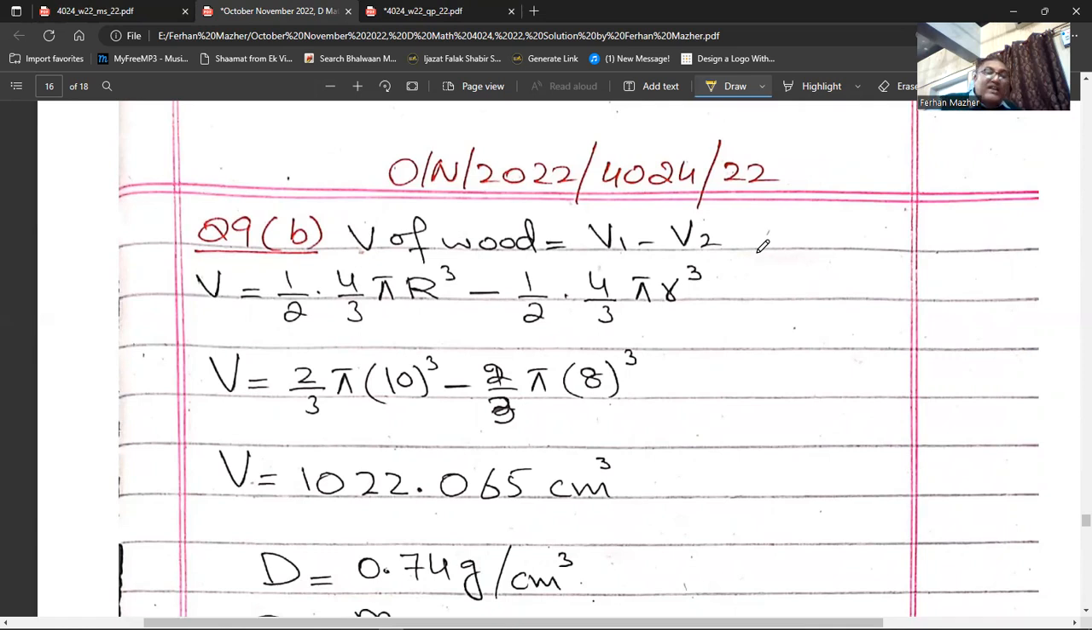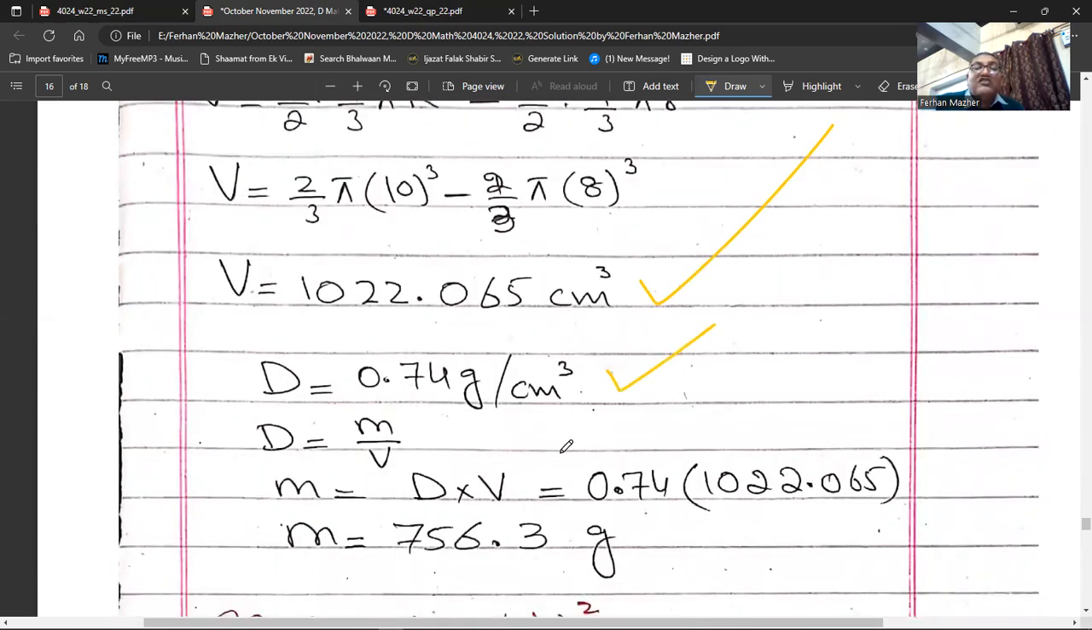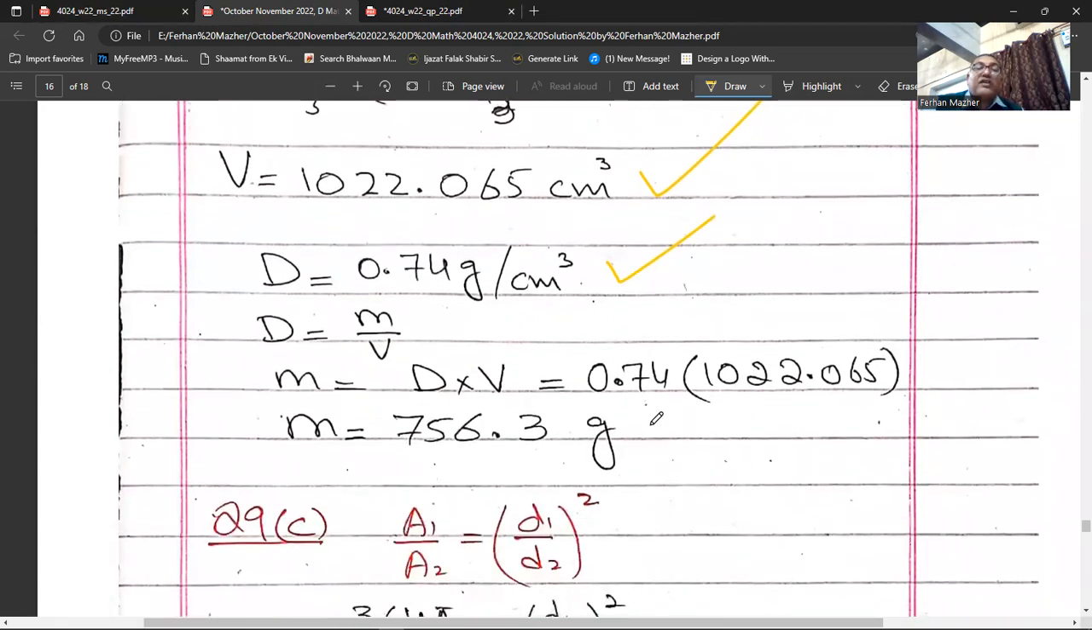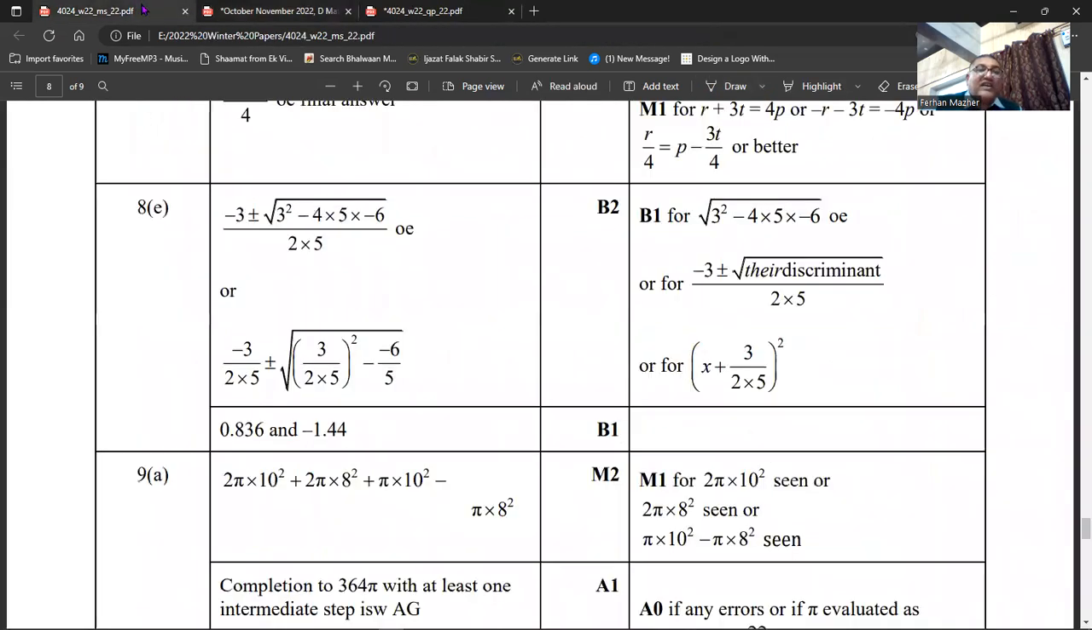When you enter this in your calculator, you get 1022.065 centimeter cube. So this is the volume of the wood. We know the density of the wood. So I can find density is mass divided by volume. So the mass will be equal to density multiplied by volume. So the density is 0.74 multiplied by 1022.065 centimeter cube, and you get 756.3 grams. So let's check.